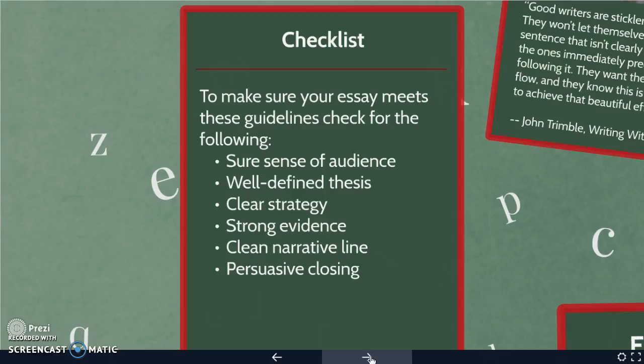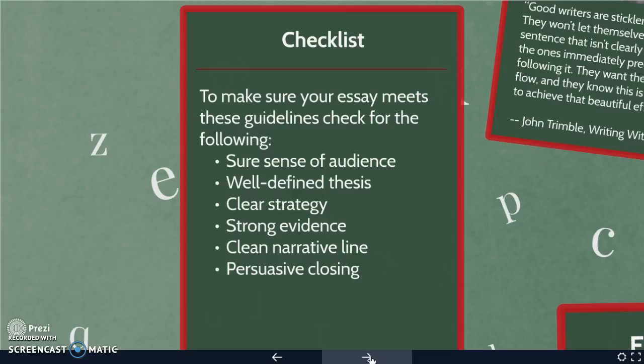Strong evidence kind of goes without saying. You have to provide strong research in a research paper. You also need what's called a clean narrative line. I want you to think about your paper as a story. If you were to tell a story to a child and were to halfway through change a character's name or jump to a different setting, they would notice.